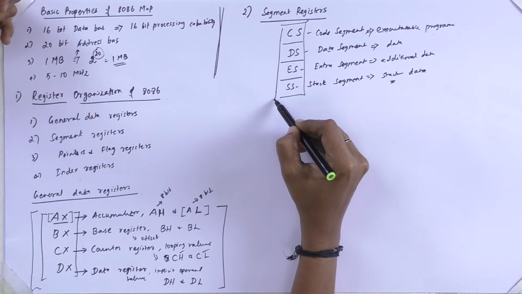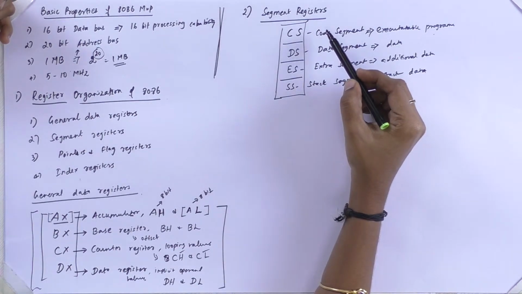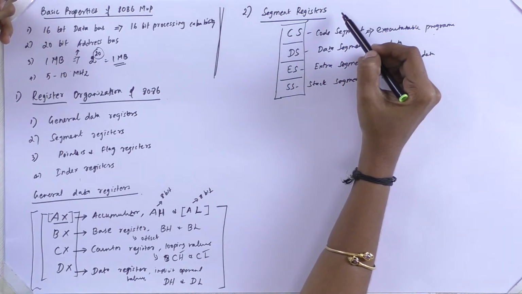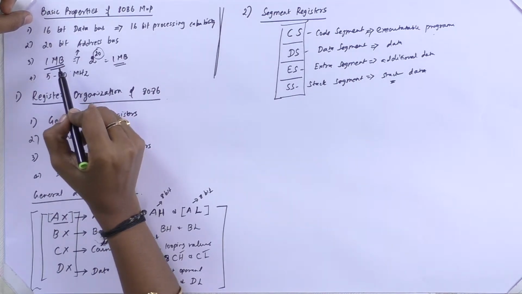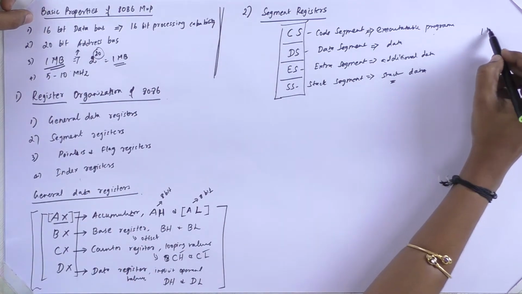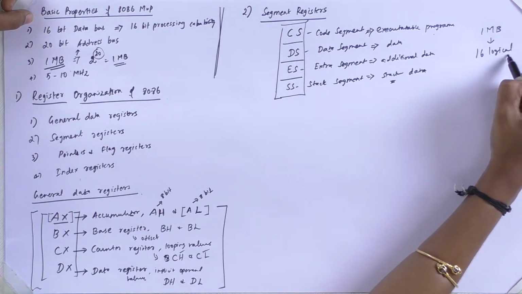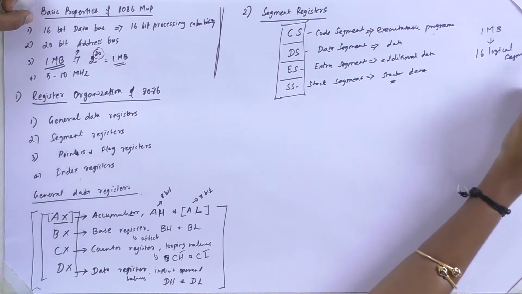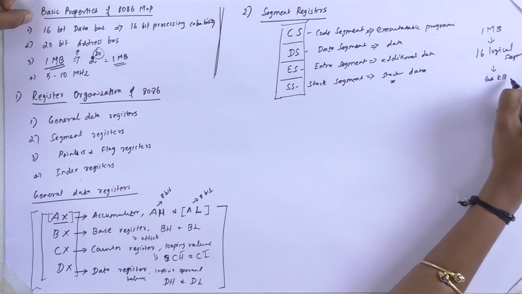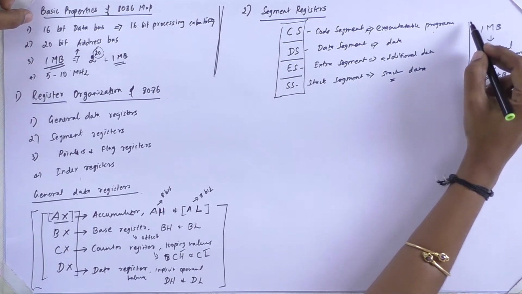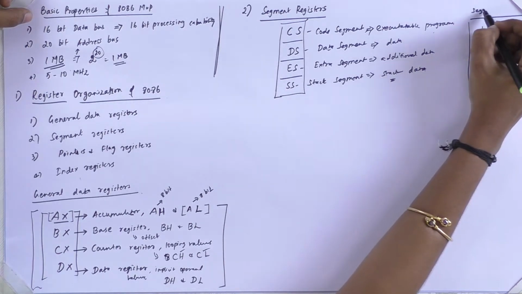And one thing we have to recollect here is that 8086 processor is popular for its concept of segmented memory. That is, we know that the total memory capacity is 1 megabyte. So this 1 megabyte of memory is divided into 16 logical segments, and each segment consists of 64 kilobytes of memory. Hence this 8086 is popular for this concept, segmented memory.